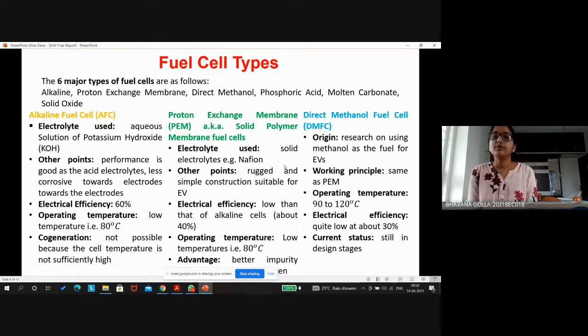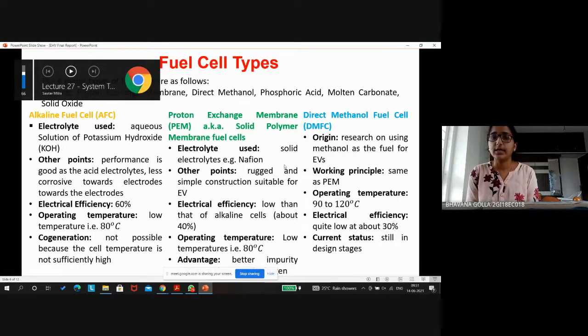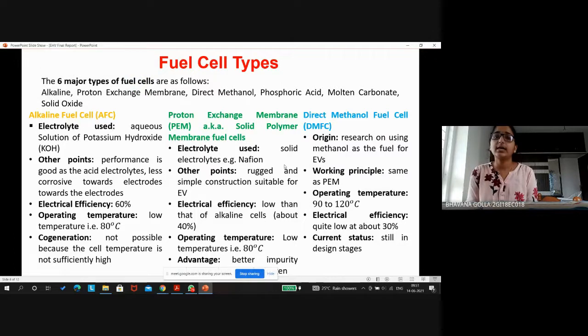The advantage of this is that before we were using acidic electrolytes, so there was a problem of corrosion happening with the electrodes. As we are using an alkaline electrolyte, that problem is not there here, and its performance is also good. It has an efficiency of 60%, and the temperature required here is low, that is 80 degrees Celsius. And cogeneration is not possible because cell temperature is not sufficiently high.